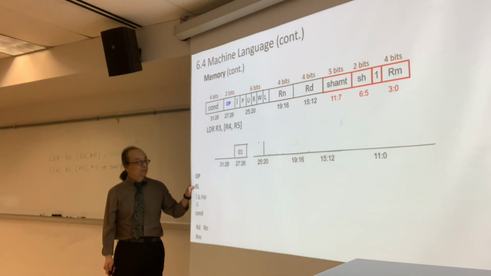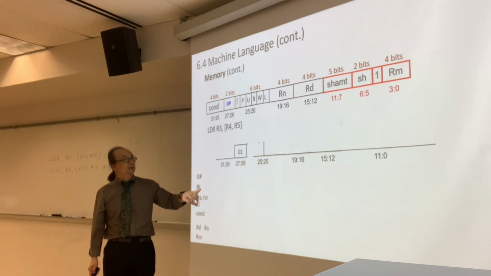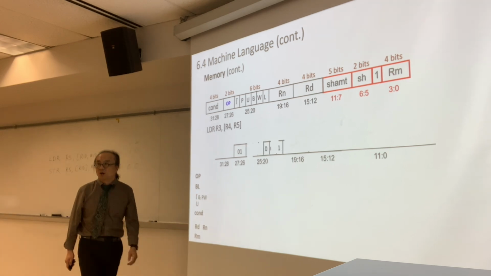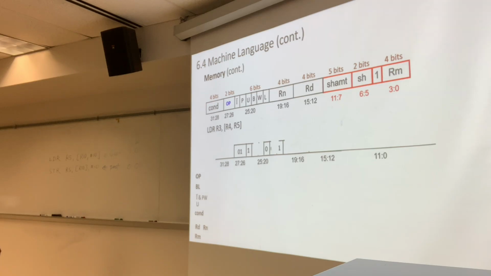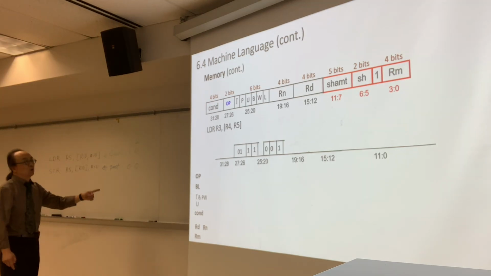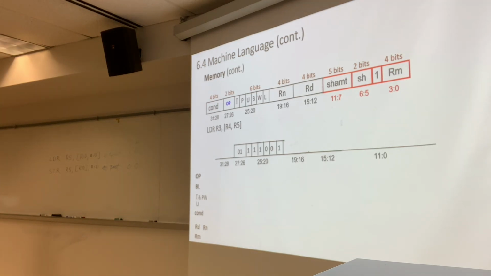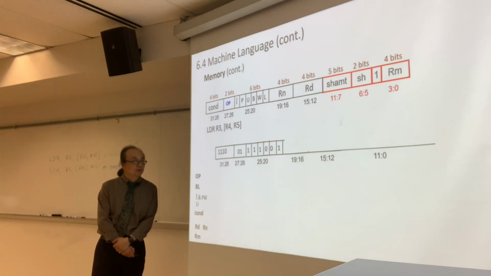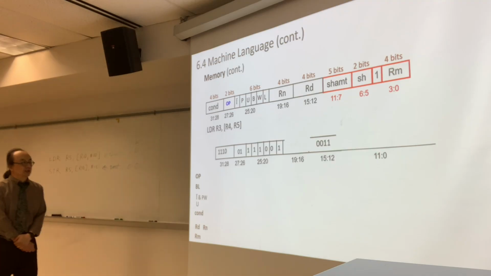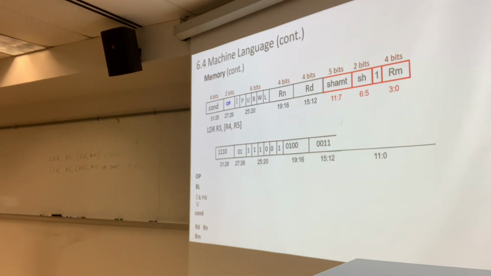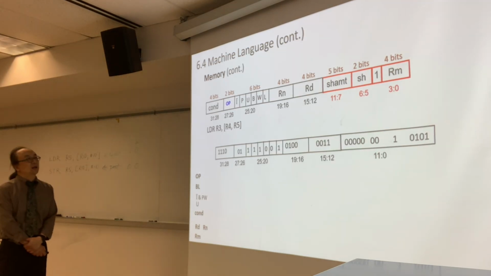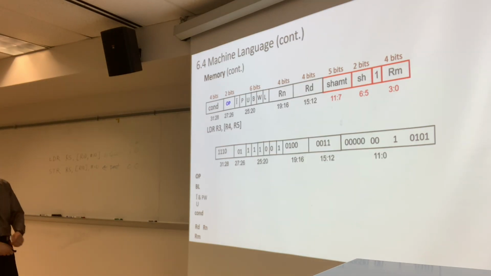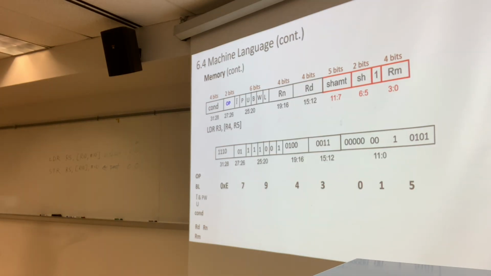B and L: it's not a byte, but it is a load. So it's going to be 0, 1. I bar should be 1. P and W, we have a 1, 0. And U is the 1. And then COND is 1, 1, 1, 0. RD is 3. RN is 4. RM is 5 with the 1. And the rest is all 0. And that's the hexadecimal representation of the instruction.